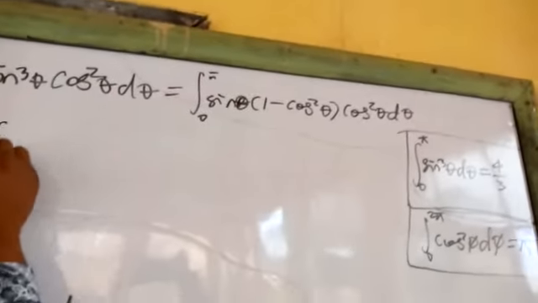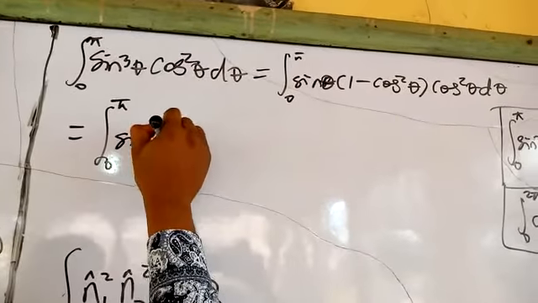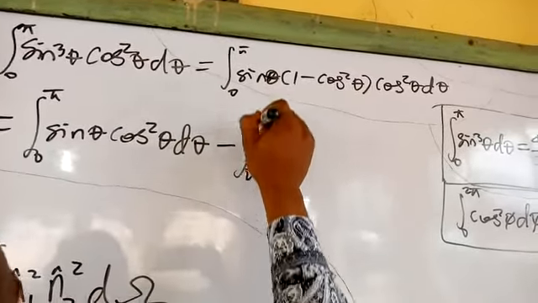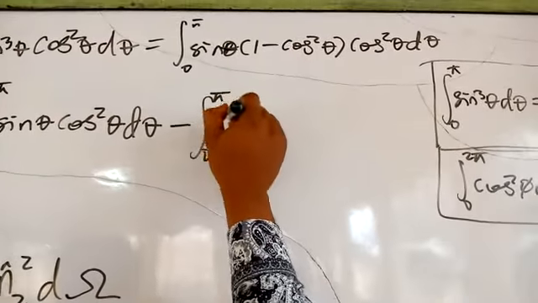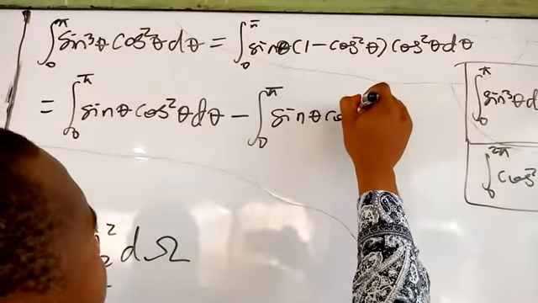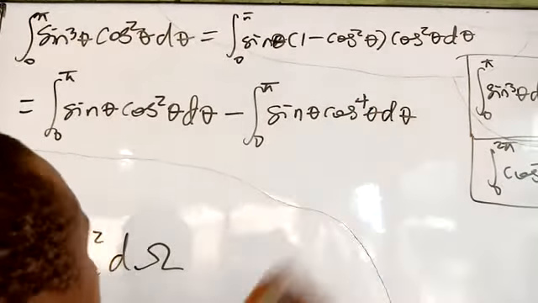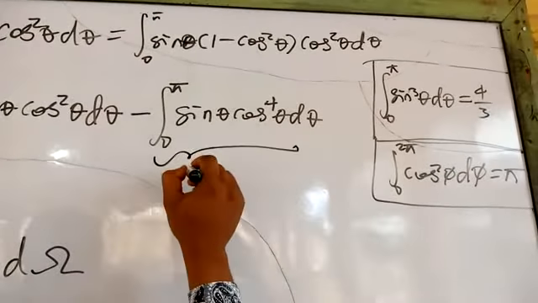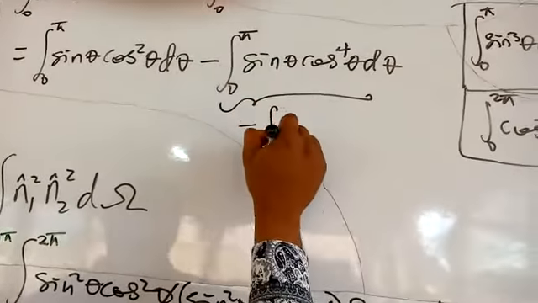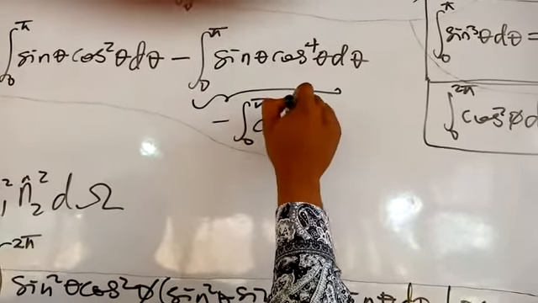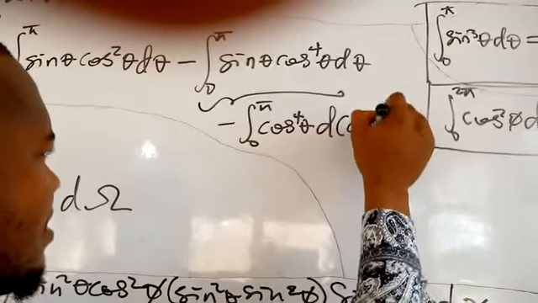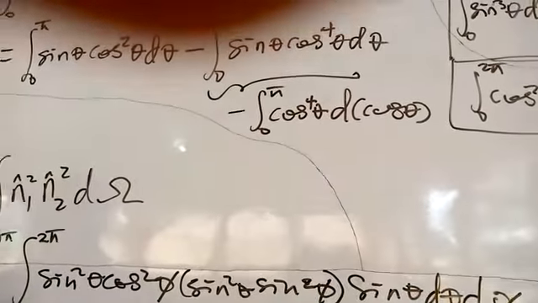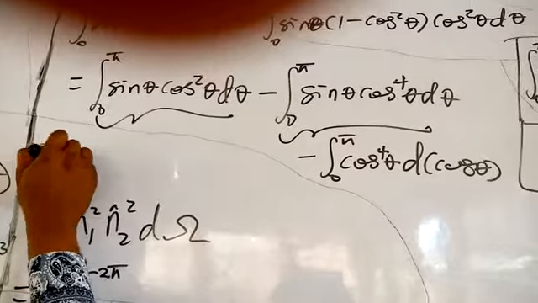This gives me, for instance, the integral from 0 to pi of sine theta cos squared theta d theta minus the integral from 0 to pi again. I'm definitely going to have sine theta, but cos raised to power 4 theta d theta. At this point things are easier because I can write this now as minus the integral from 0 to pi of cos 4 theta, but then d of cos theta. Yes, because when I differentiate cos theta, I get minus sine theta, which will cancel that, and we're back to just sine theta.